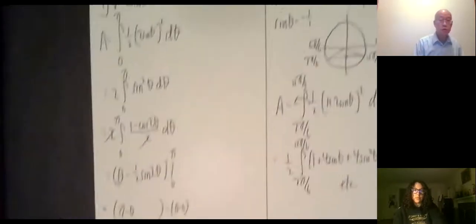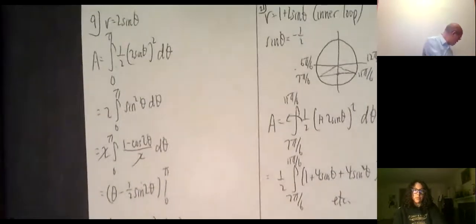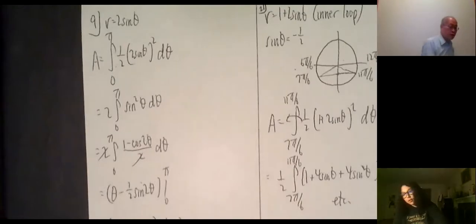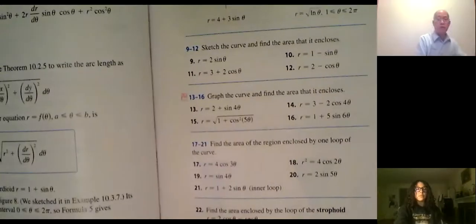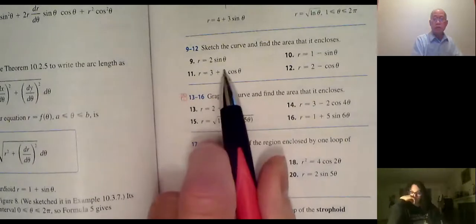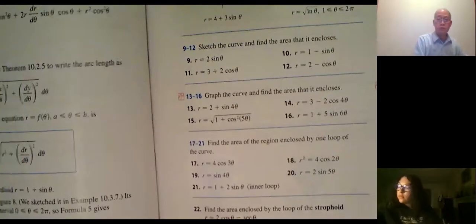And then the next one I'm going to show you was 9. Okay, it says sketch the curve and find the area that it encloses. Okay, and that actually is a question here. So I will have to use up one more of my polar graph paper. Sketch the curve, find the area that it encloses. Okay.